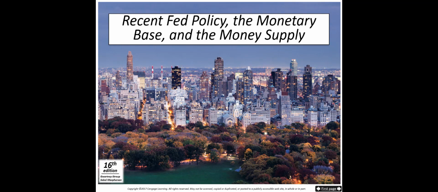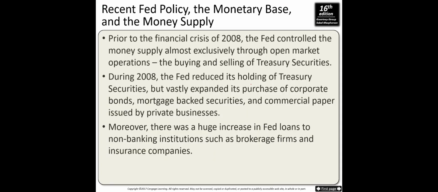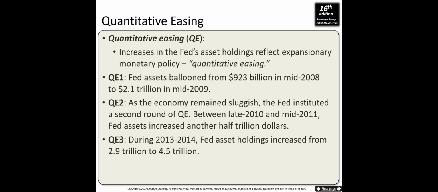And now let's talk about recent Fed policy, the monetary base, and the money supply. Prior to the financial crisis of 2008, the Fed controlled the money supply almost exclusively through open market operations, which is the buying and selling of treasury securities. During 2008, the Fed reduced its holding of treasury securities but vastly expanded its purchases of corporate bonds, mortgage-backed securities, and commercial paper issued by private businesses. In addition, there was a huge increase in Fed loans to non-banking institutions such as brokerage firms and insurance companies. This keeping of different types of bonds on the Fed's balance sheet, meaning the Fed is buying lots of bonds and mortgage-backed securities, is called quantitative easing.